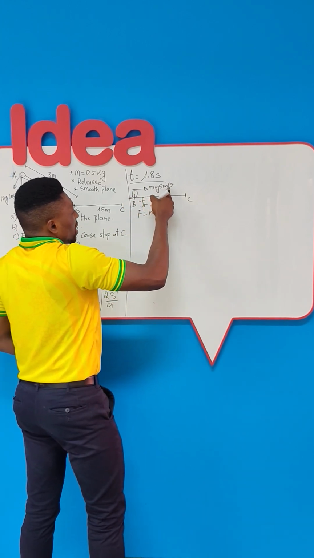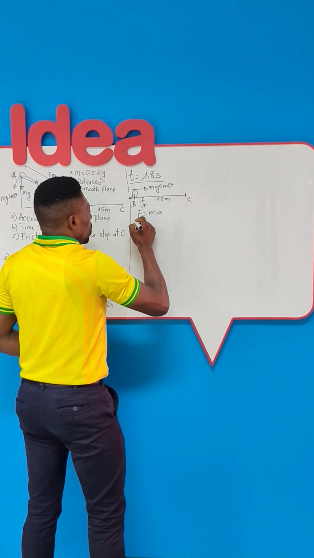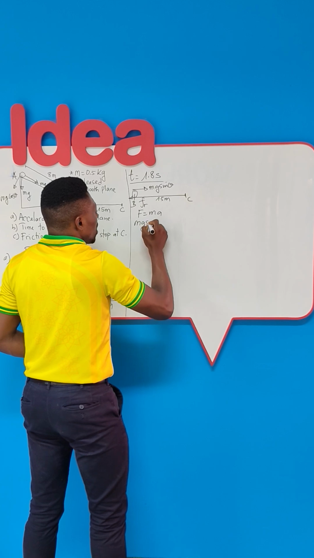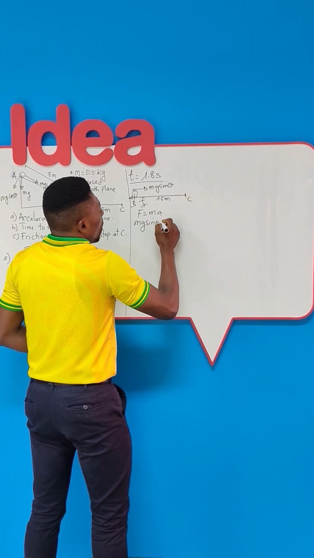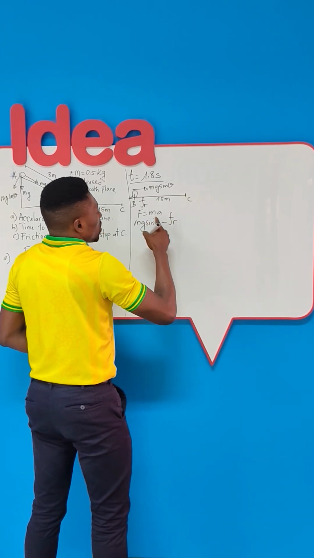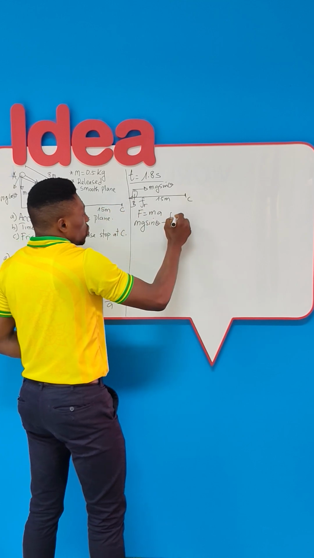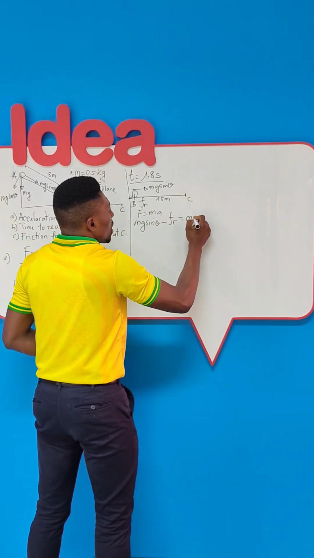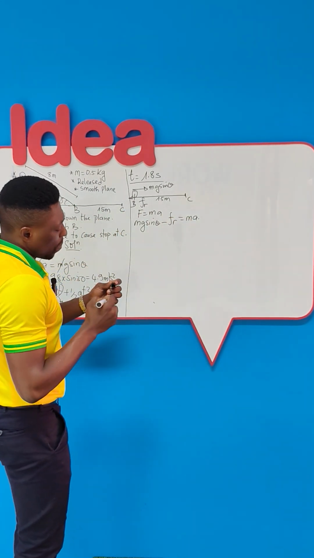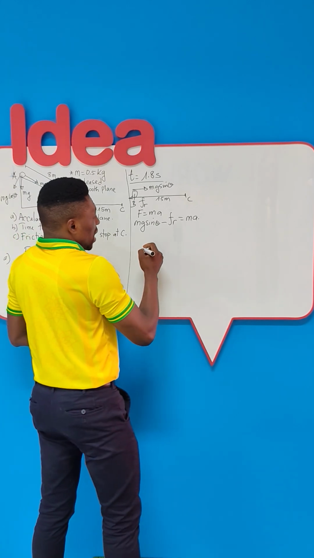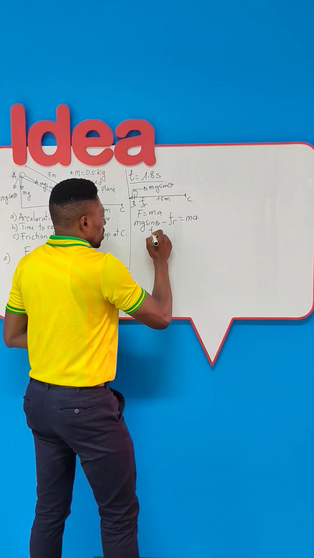Now mg sin theta is the only force driving it forward, so I have mg sin theta minus the frictional force, because friction now opposes this motion. It's equal to ma. Good. So without wasting time, let me start by making this the subject of the formula.